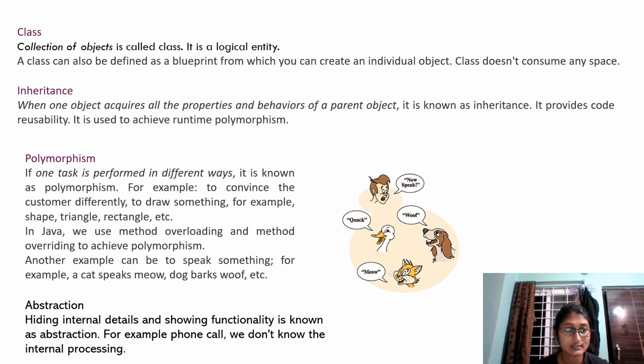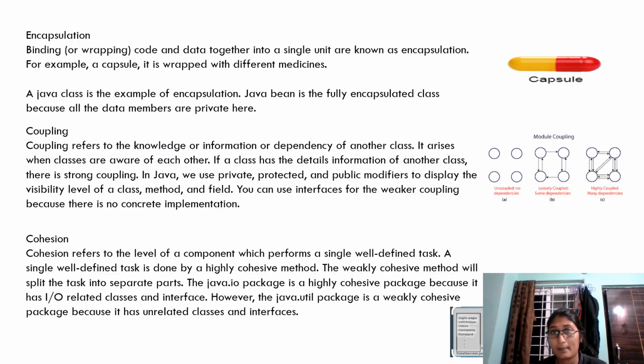If one task is performed in different ways, it is known as polymorphism. For example, to convince the customer in different ways, or to draw something, for example a shape, triangle, etc. In Java, we use method overloading and method overriding to achieve polymorphism. Another example: abstraction. Hiding internal details and showing functionality is known as abstraction. For example, a phone call: we don't know the internal processing.